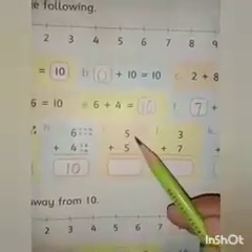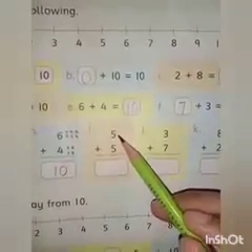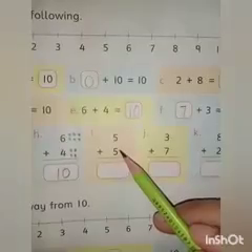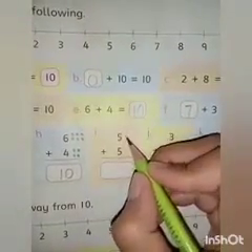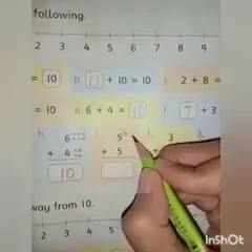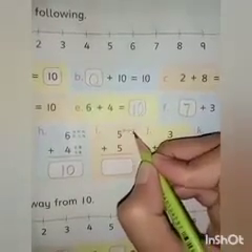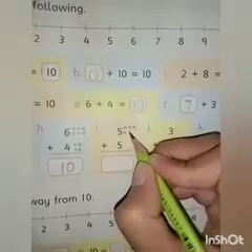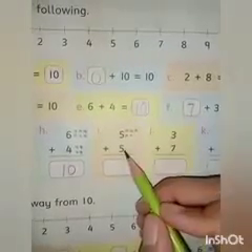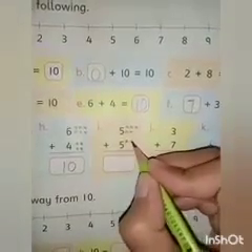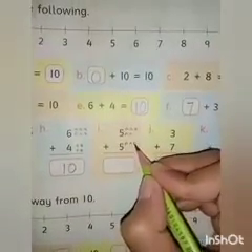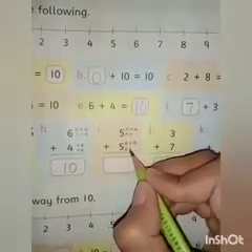Point I. Here we have two numbers, 5 and 5. We are going to add these two numbers using dots. Our first number is 5, so we are going to draw 5 dots here. 1, 2, 3, 4, 5. Our second number is 5, so we are going to draw 5 dots here. 1, 2, 3, 4, and 5.